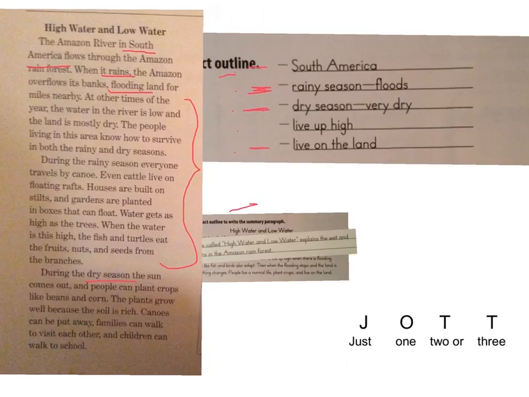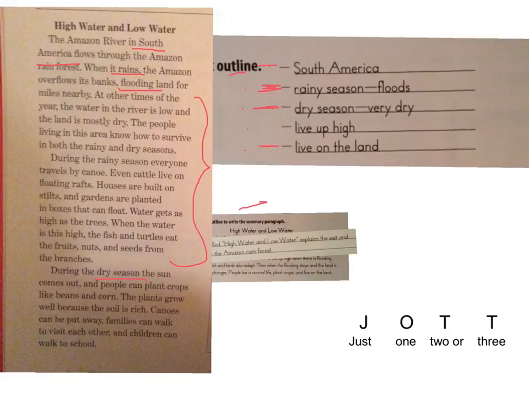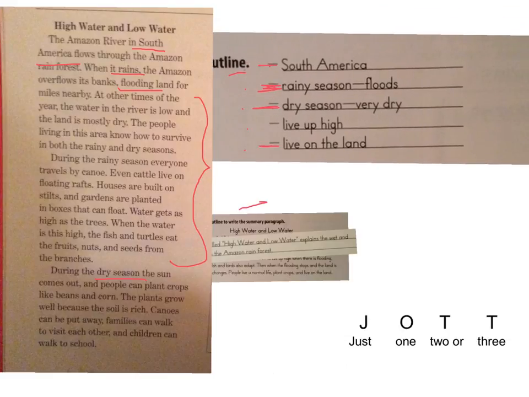So right here we have our two big points. Rainy season, floods. Dry season, very dry. Then we added a couple little details. So during the rainy season, everything lives up high, especially the people. During the dry season, it can live on the land. So now what do we do with this information?